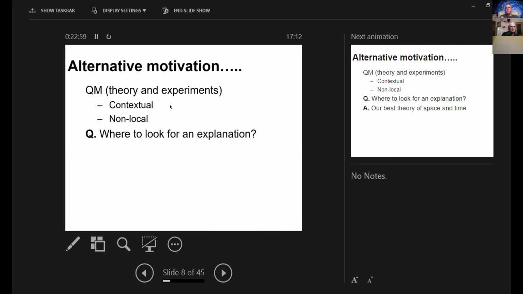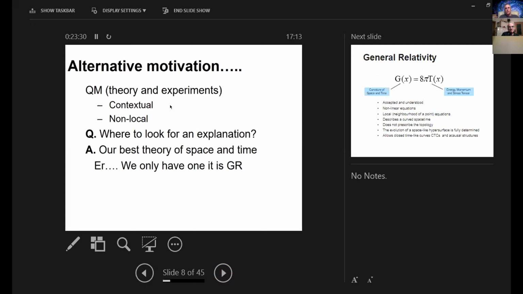So the obvious question is, I don't know why people aren't just sitting back and thinking: so we've got this strange quantum theory. We know it's right, but what's going on here? So you're going to look for an explanation. Where would you look? Well, let's look for your best theory of space and time. This is saying something about causality and the structure of space and time. So let's find the best theory of space and time and see what we can say. But we only have one theory of space and time. It's general relativity. So we don't have to make many choices to know where to go, or at least where to go first.